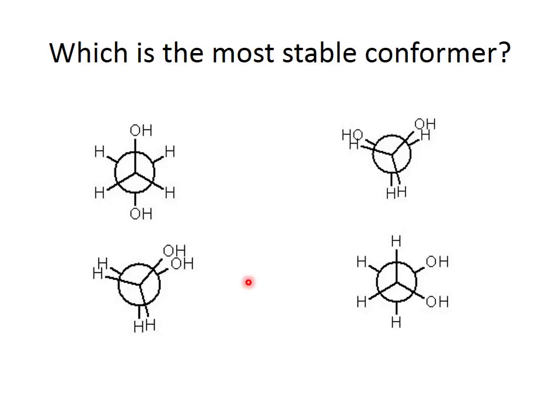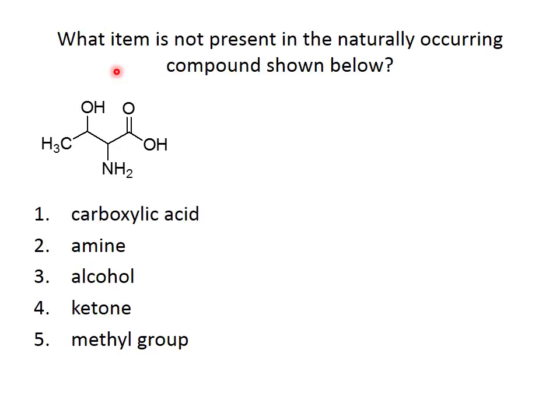Okay, which of these is the most stable conformer? If I look, I can see this and this are both eclipsed. So those are less stable than the ones that are staggered. Here, the groups are gauche. That's higher energy than when they're anti. So this is the most stable conformer.